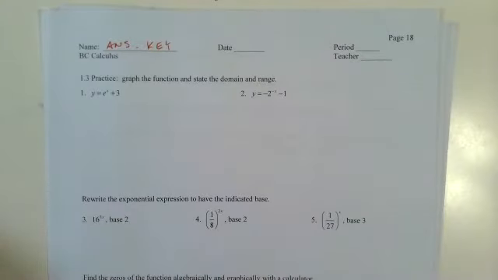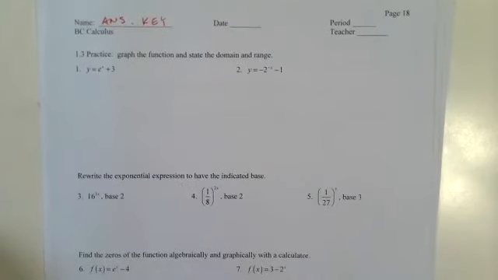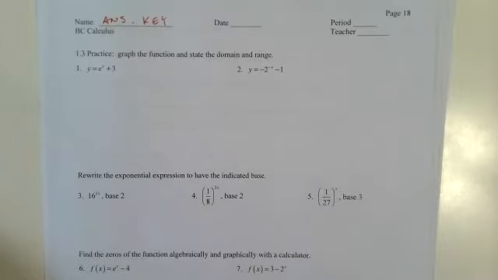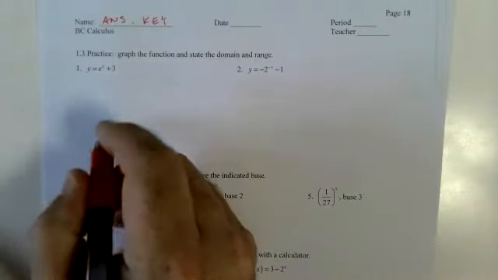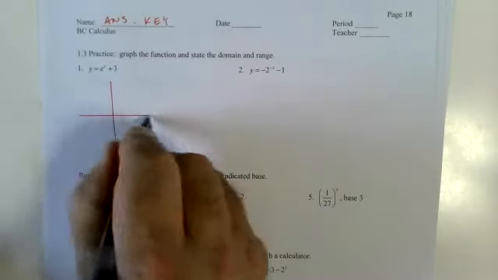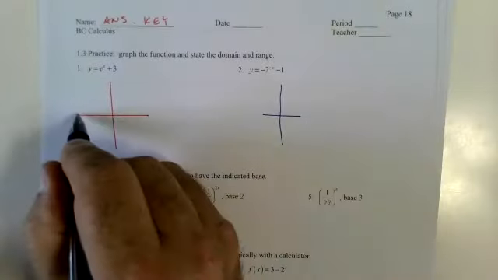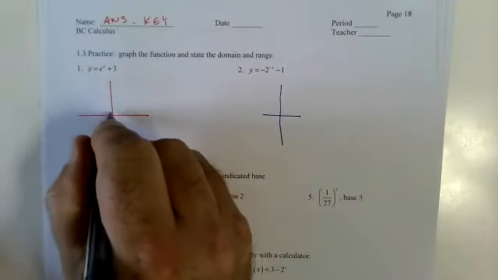So this is 1.3, and this is the practice problems. So graph, and off you go. Bad focus. Yeah, that's fine. So this one is pretty easy. E to the x just does that. We go up 3.